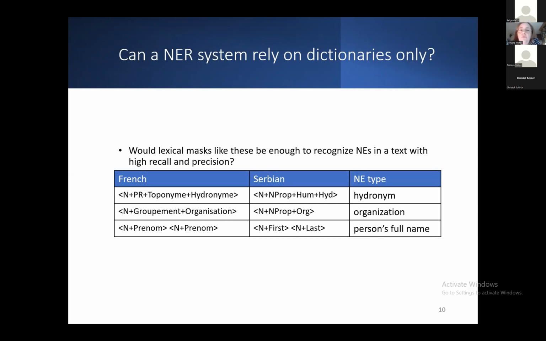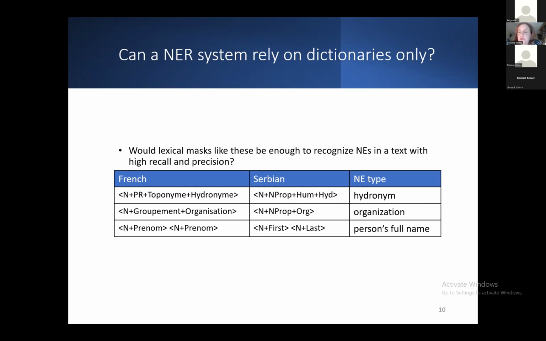And now we come to the next question. That next question is: can a named entity recognition system rely on dictionaries only? Just use the dictionaries and, for instance, some lexical masks, as you have seen previously, Eric has shown you lexical masks. Would it be enough to solve the named entity recognition problem in text, and to have high recall and precision?